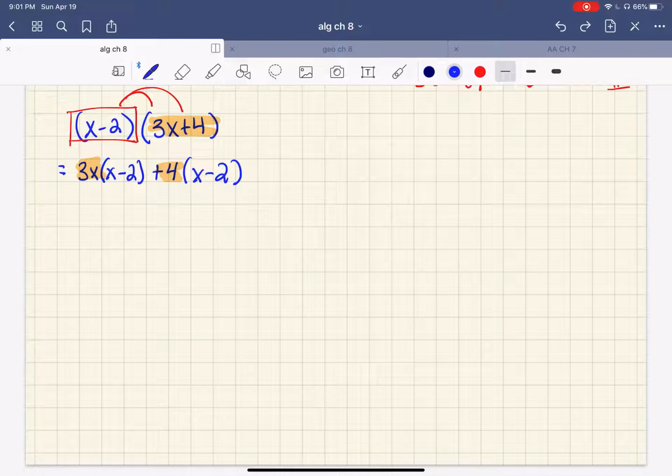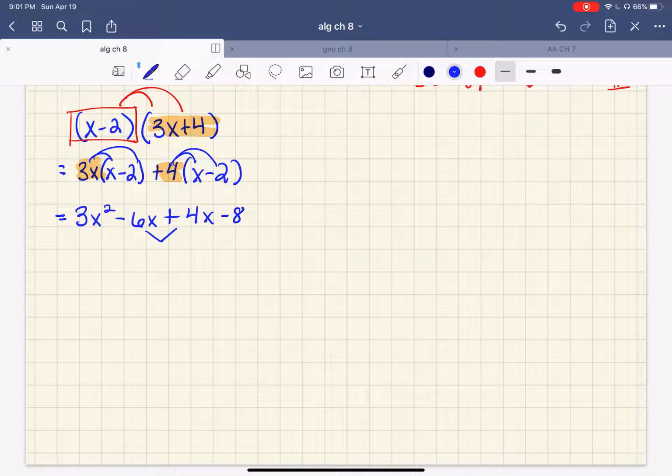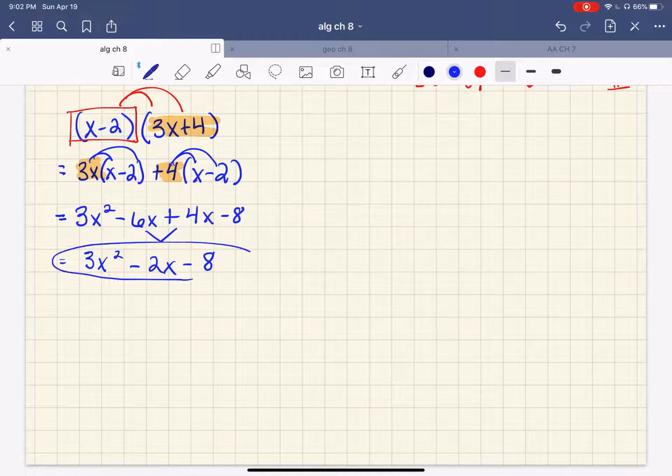Okay, so this middle step, I distribute again. Okay, that's what I get, 3x squared minus 6x plus 4x minus 8. Well, those are going to combine right there, and I get 3x squared minus 2x minus 8. Awesome.